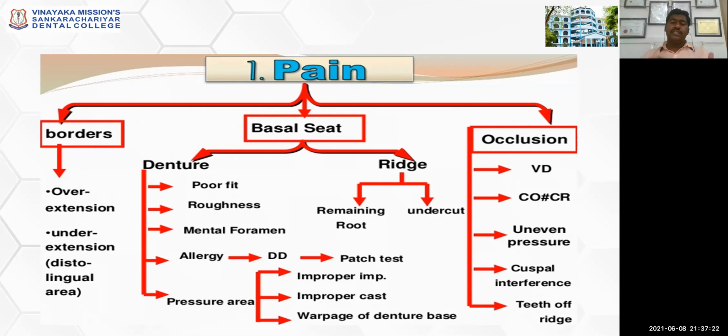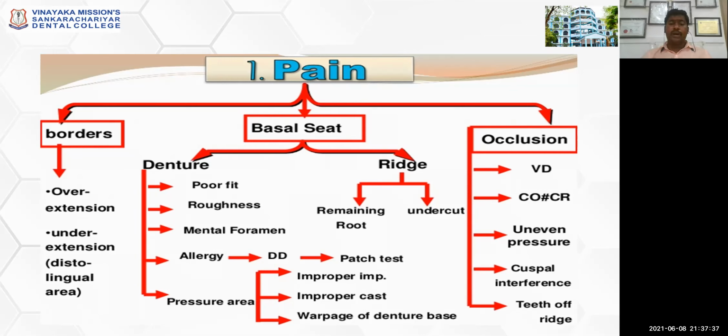If there is an underextension, you have to go in for a border molding again and then refabricate the denture. If it is an overextension, you can decrease it by trimming the excess areas. Now, the pain in the basal seat.